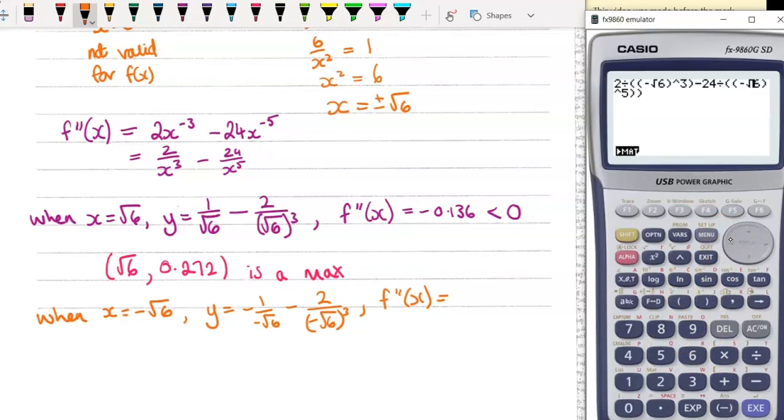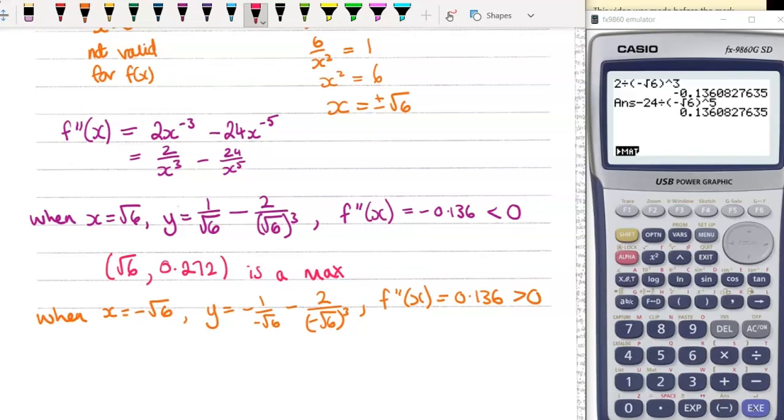So let's just check what I've got in here. In fact, I'll just start again. We got 2 divided by the negative square root of 6, and that was put to the power of 3. And we're going to take off 24 divided by the negative square root of 6 put to the power of 5. And that gives me 0.136, which is greater than 0.